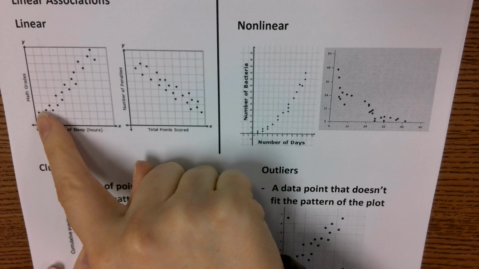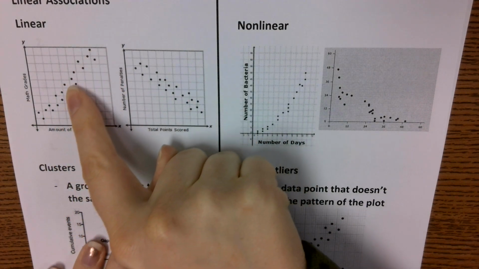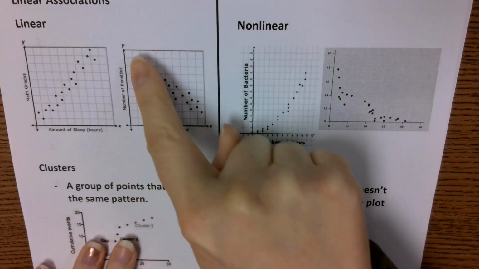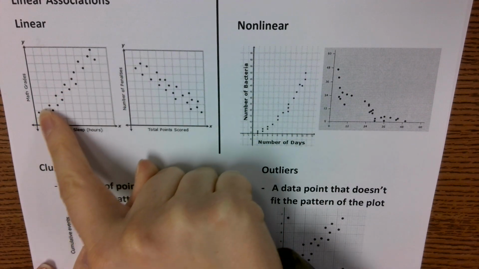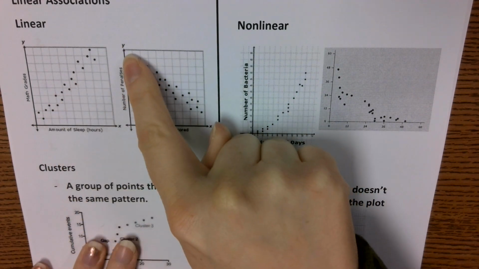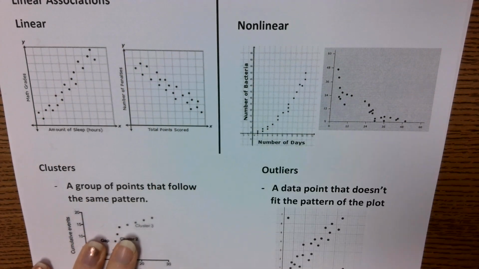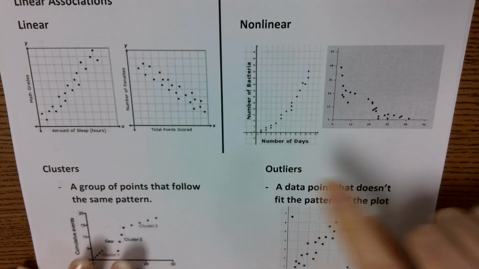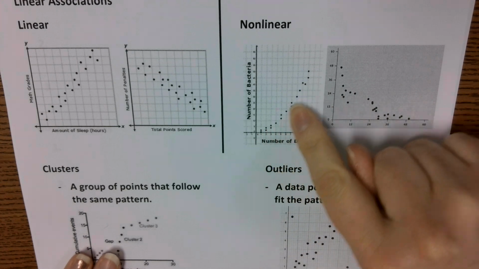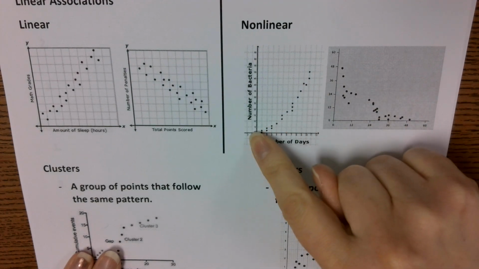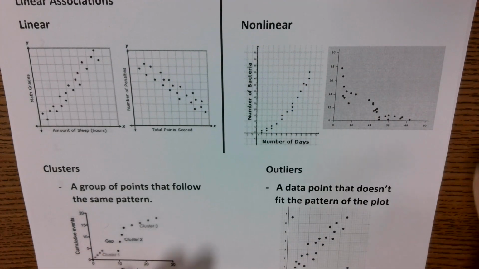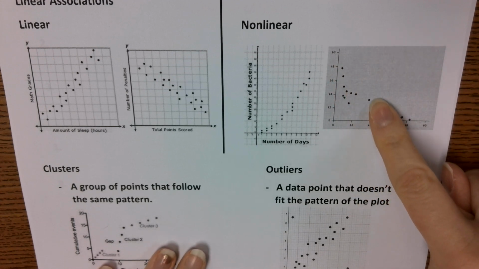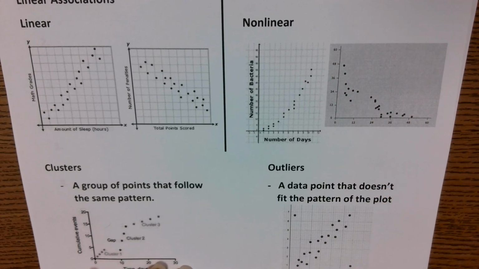So again, the linear looks almost like it's following a straight pathway. This one being a positive linear. This one would be a negative linear relationship. And then you've got some non-linear relationships here. This one being positive, but it curves a little bit, so it's a positive non-linear relationship, versus a negative non-linear curve. Okay?